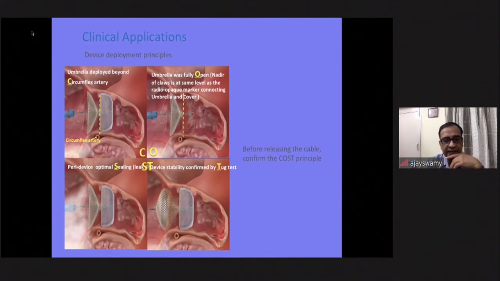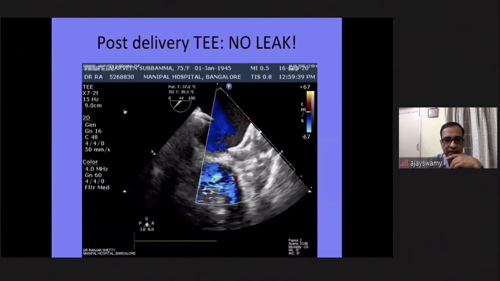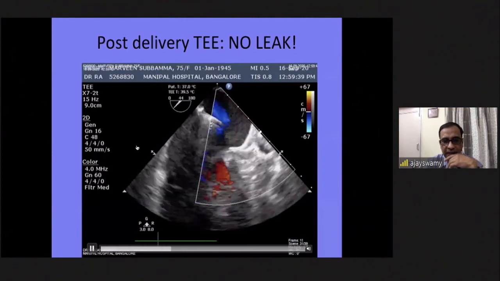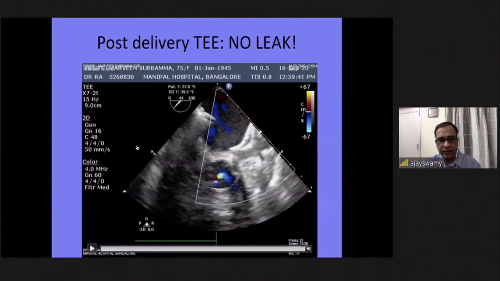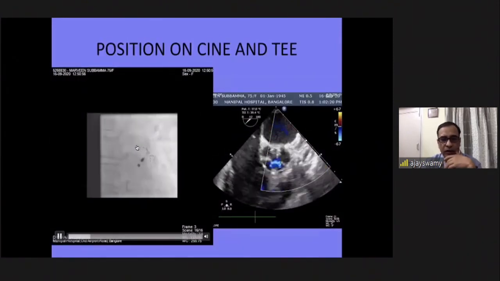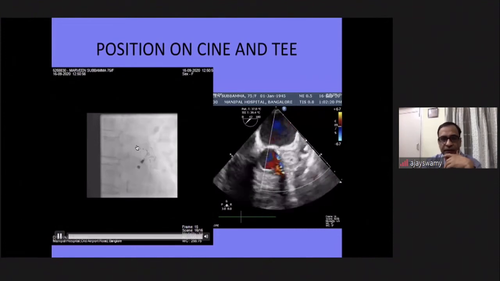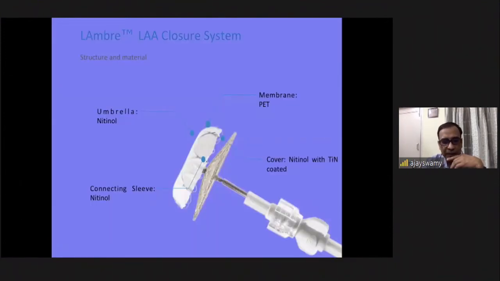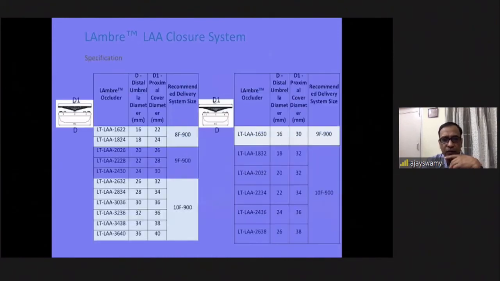The seal is tested on the echo, and then the stability is confirmed by the tug test. That's what is done here. You can see that the device has been placed, and there's a little bit of tension between the umbrella and the disc, and there's absolutely no leak. This is what it looks like after it's been released, and there's no leak that we see on Cine and on TEE. This has already been shown, but there are 1 or 2 points which are worth looking at.